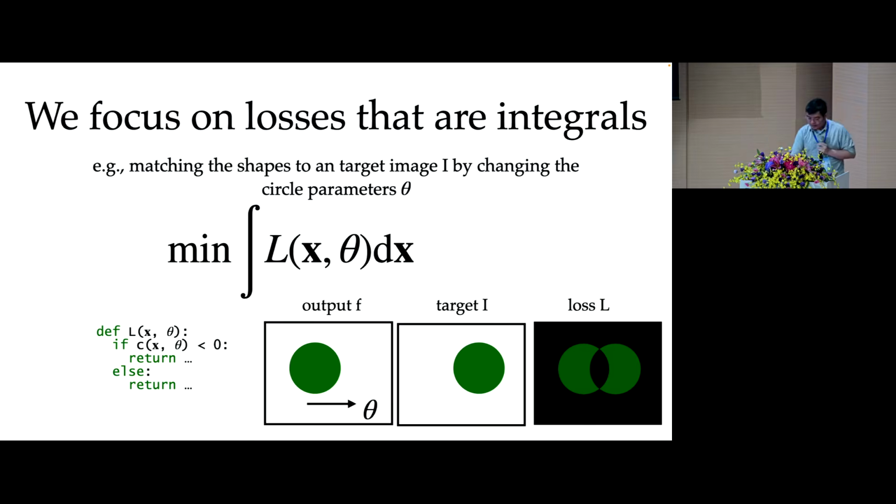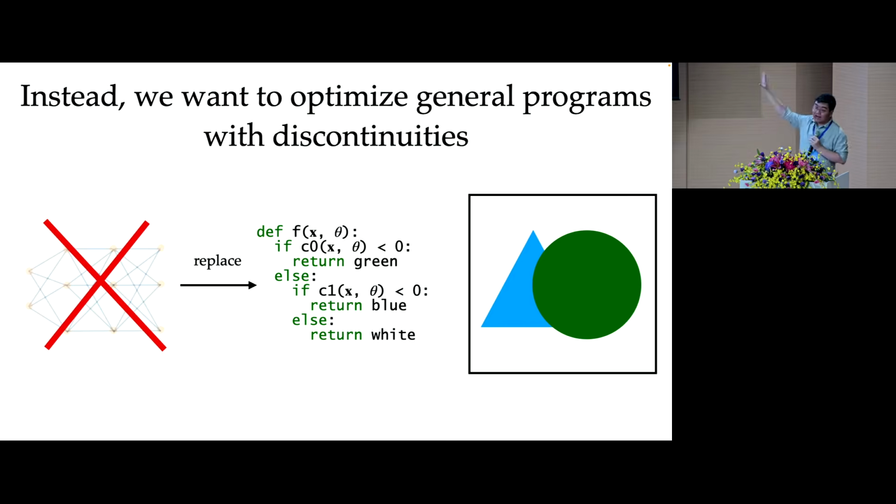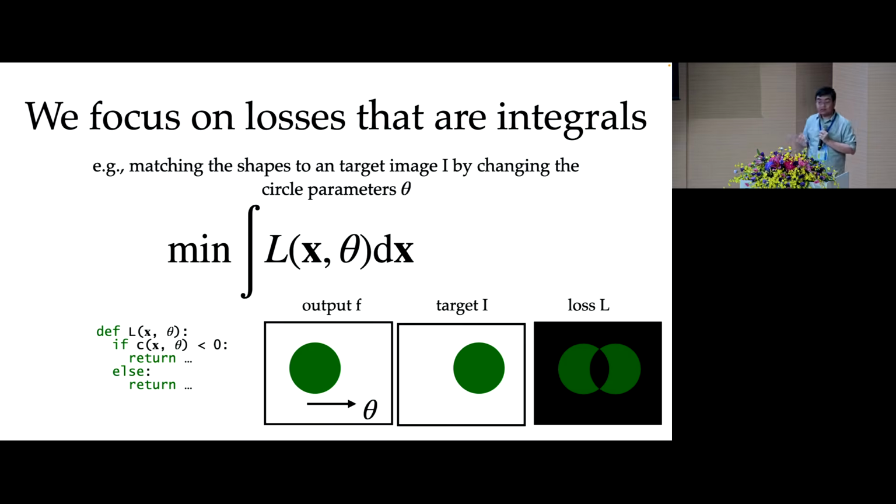And once we have this function, we focus on losses that are integrals. This just makes the math easier, trust me. So we focus on solving this problem where we have an integral over a loss function L, and L is this function that takes coordinate x and has some parameter theta, and we are going to integrate over the coordinate x. And this is an example.